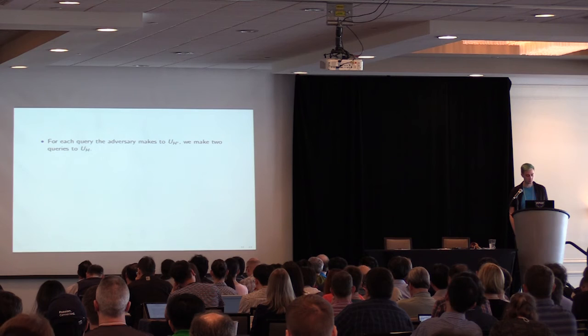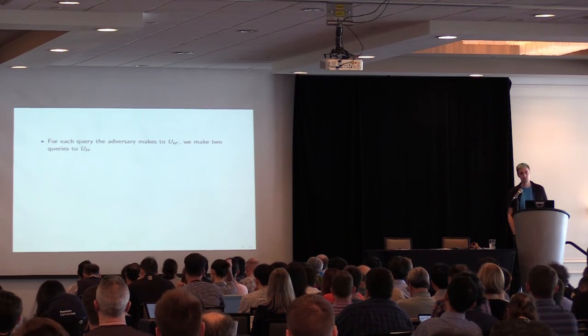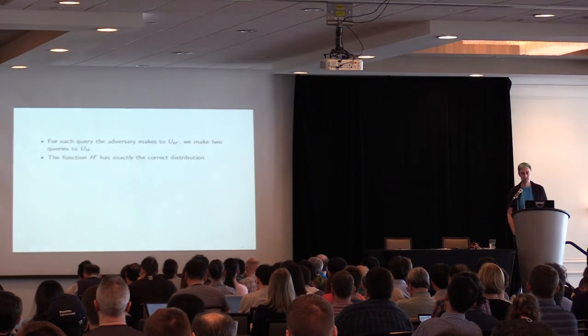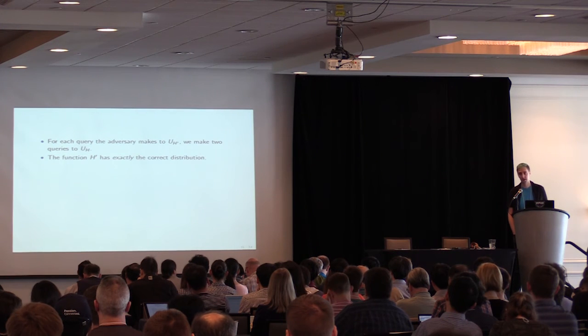So then we note that for each query the adversary makes to UH primed, we make exactly 2 queries to UH, and that was to uncompute some stuff. And the function H primed has exactly the correct distribution as long as we are able to get a sufficient amount of randomness from R.